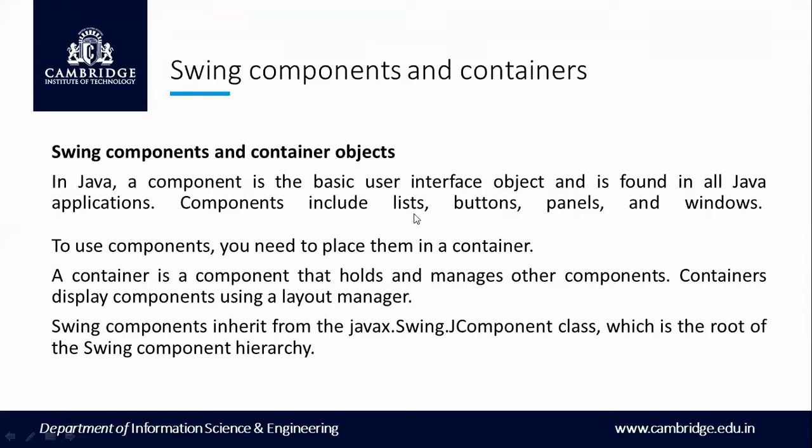Okay, so that's what we have written here. Components include the list. It might be buttons, it might be a text box, it might be a panel and so on. To use these components, you need to place them in a container. So first you need to create a container into which you're going to add all these components. A container is a component that holds and manages other components. So basically container is also a component. Into this container, we are going to add some more components that it is going to manage.